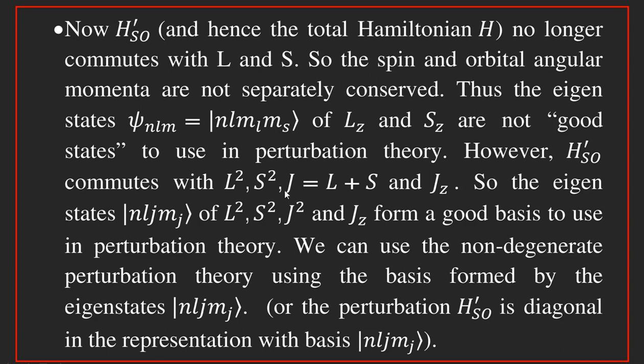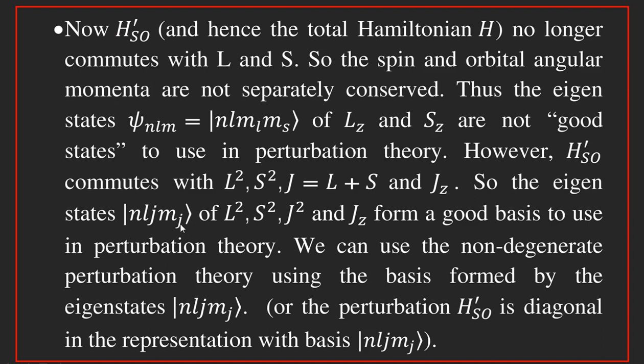So the eigenstates of these four operators are represented by N, L, J, Mj. And the eigenstates of these four operators commute with our perturbation H dash of SO. So the basis formed by these eigenstates is a good basis to use in perturbation theory. Or we can say that our perturbation H dash of SO is diagonal in the representation of NLJMJ.